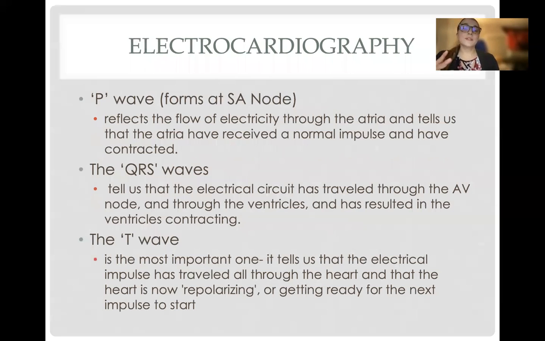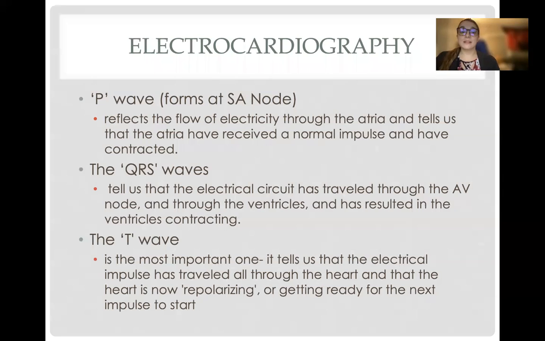So the P wave is known to form at what we would call the SA node, and it's going to help reflect the flow of electricity through the atria. And this tells us that the atria has received a normal impulse and has contracted. The QRS waves are going to tell us that the electrical circuit has traveled through the AV node and through the ventricles, which then will result in the ventricles contracting.